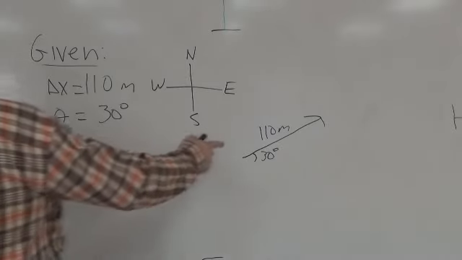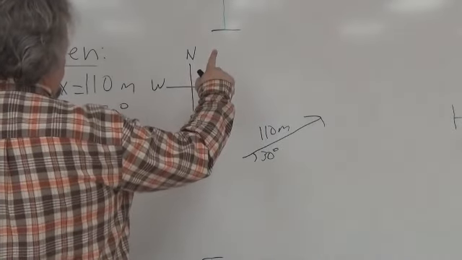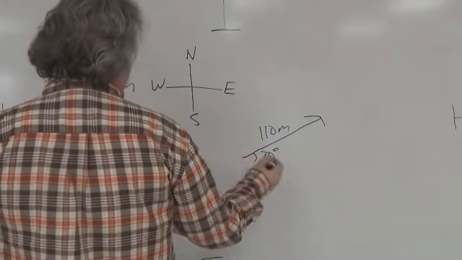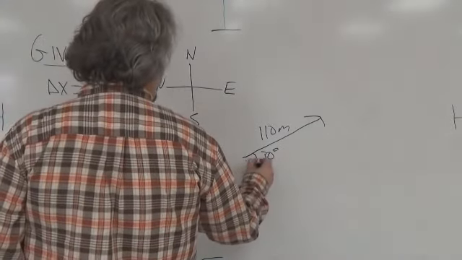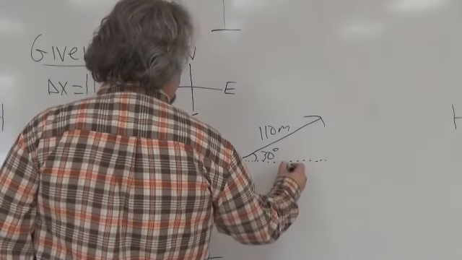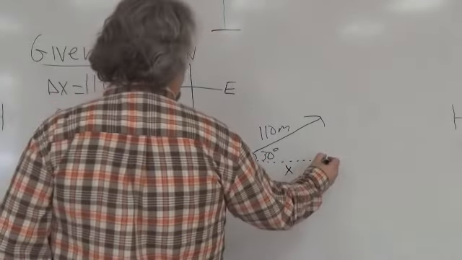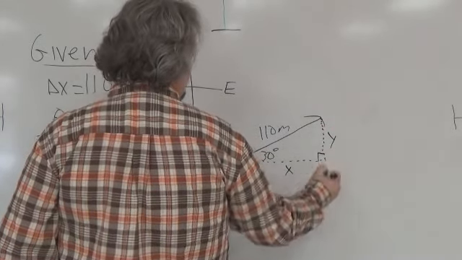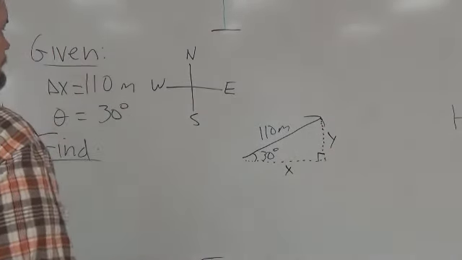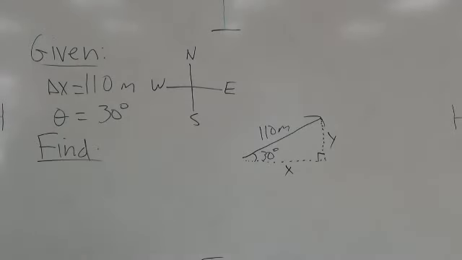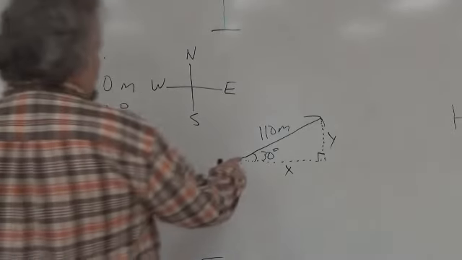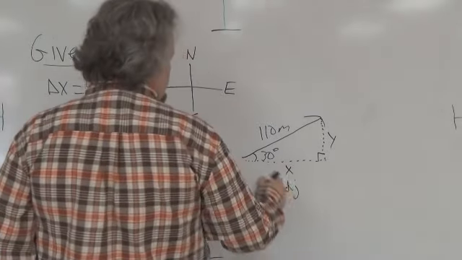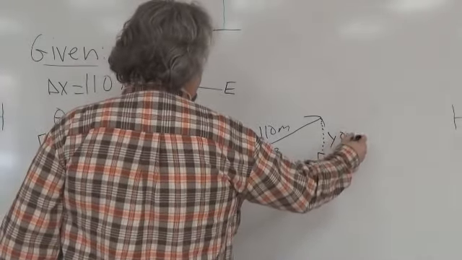Alright, so how much of this 110 is going up? Because north is up. So when we do this, we could quickly put some dots here to get our 90-degree triangle. That's the y right here. And here's a little box to show 90 degrees. So let's quickly look at this. Here's the angle. The x is in the adjacent position. Alright, the y is in the opposite position.